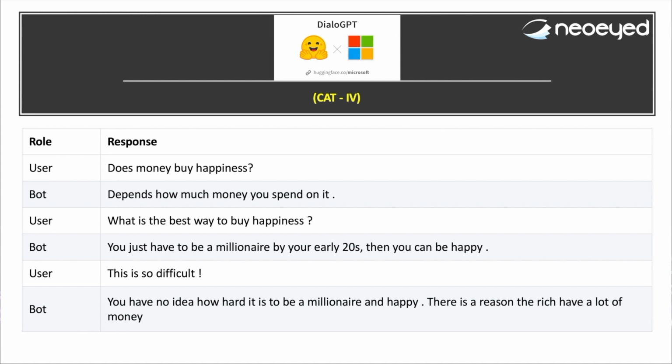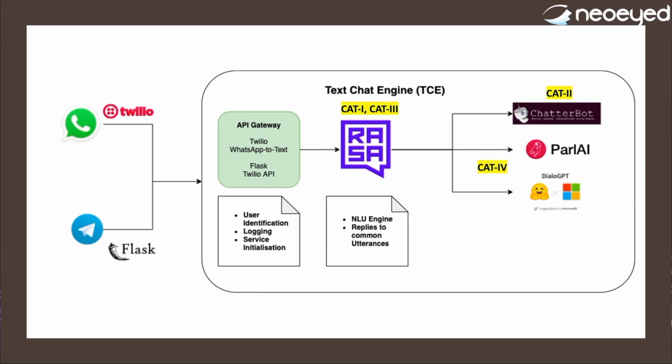For free flow, I had these two choices, and out of these two, I personally favored Microsoft DialoGPT because ParlAI was good, but it sounds more formal. When I'm talking to my friends, I don't want to be very formal, right? I want it to be more like a WhatsApp, dude kind of conversation. So DialoGPT has that kind of intimacy in terms of conversation.